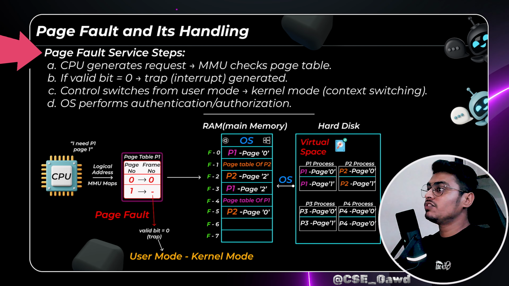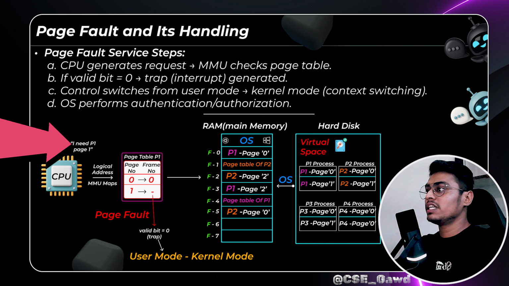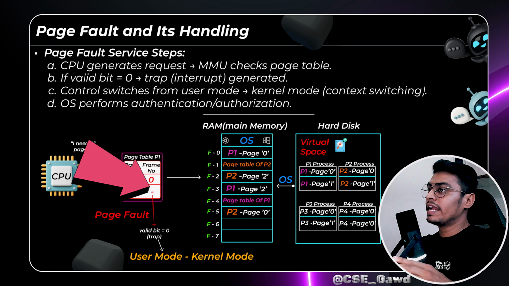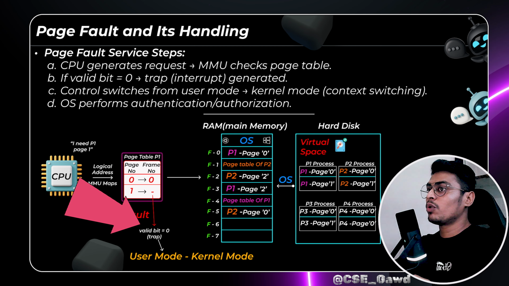Now let's see the page fault service process. Exactly what happens during a page fault. When the CPU generates a demand for page 1 of process P1, before accessing main memory, we first check the page table to see which frame the page is in. Now if we don't find any valid entry because the valid bit is 0, meaning the page is absent from the main memory, a trap is generated.